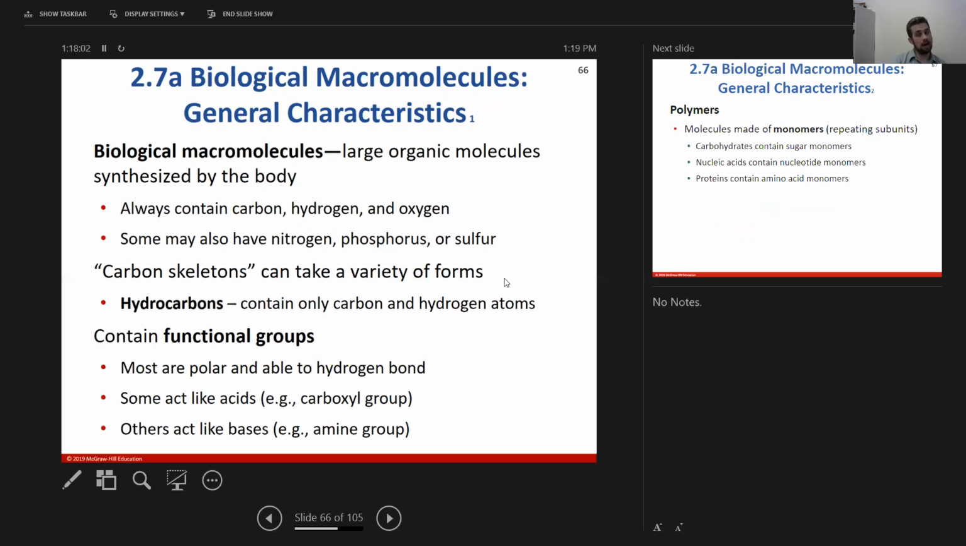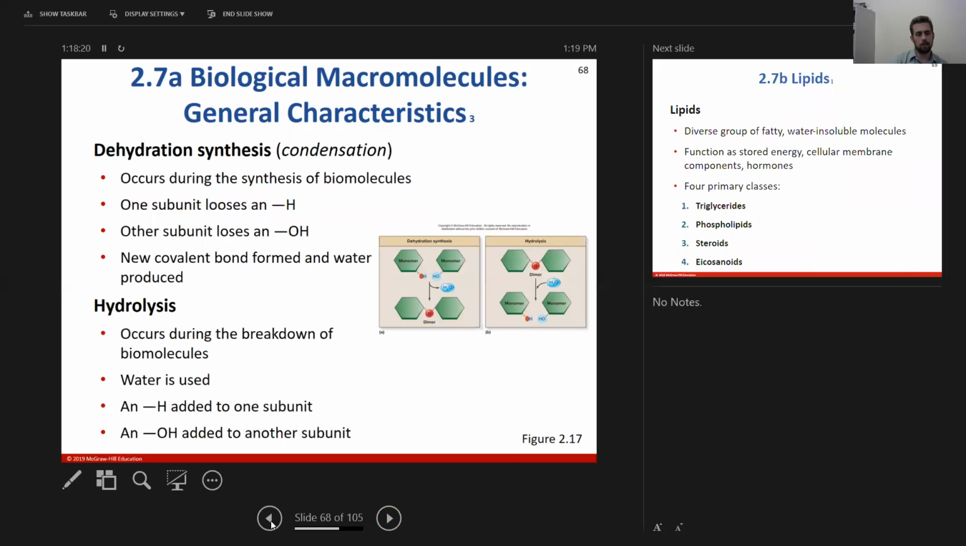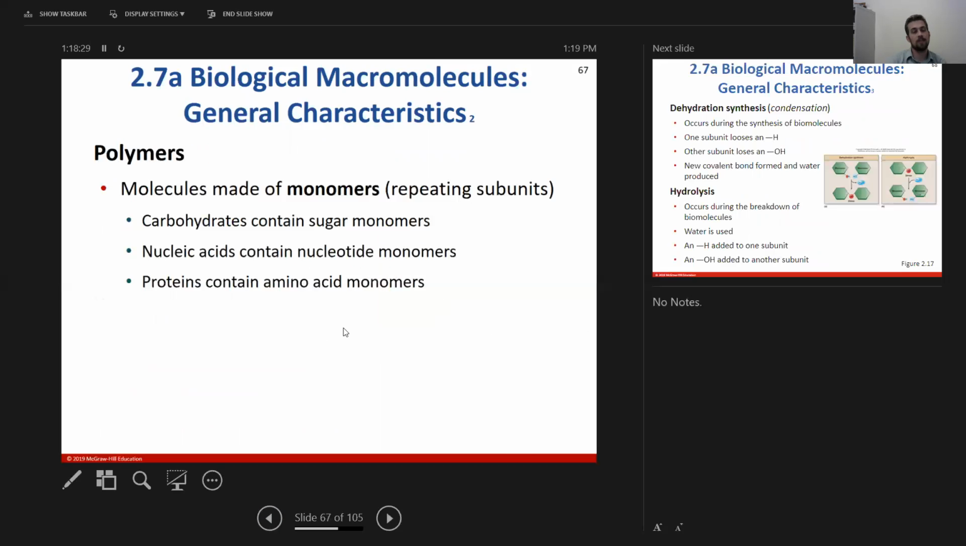Now, macromolecules, this is where things get a little bit more important. You need to understand your macromolecules. There are 4 of them. Generally, we're going to see a carbon skeleton with a functional group. So let's take a look. Nope, I need to go backwards. Functional groups, most functional groups are polar. Some act like acids, some act like bases.